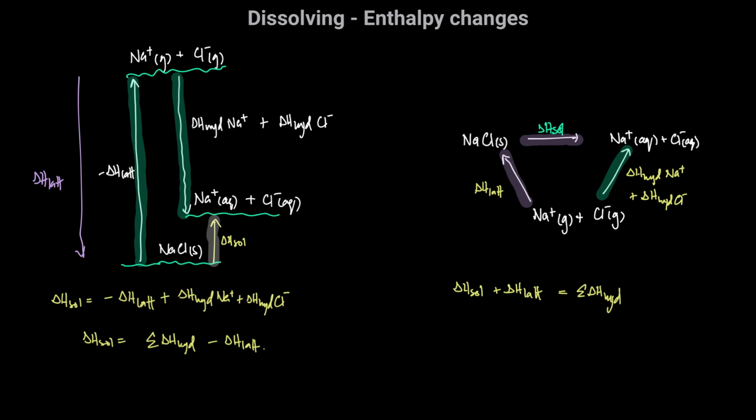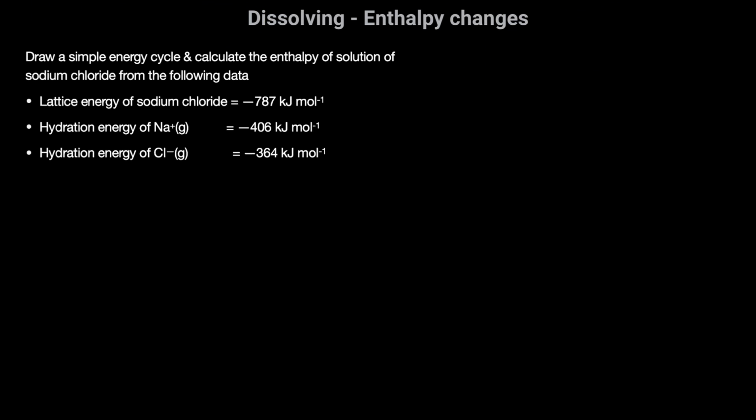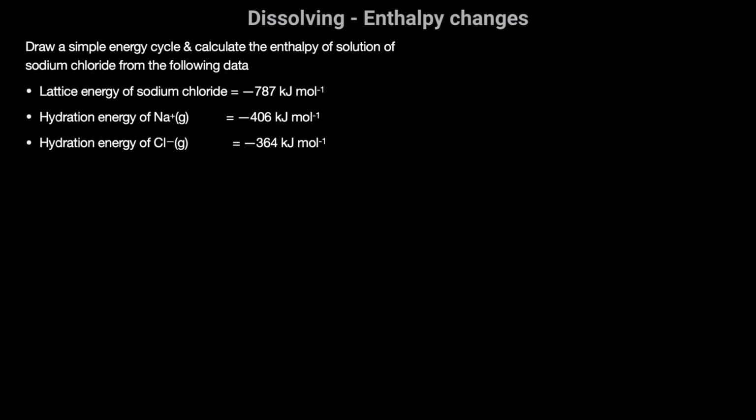So now I solve the following question, which says, draw a simple energy cycle and calculate the enthalpy change of solution of sodium chloride from the following data. They've given us the lattice energy and the hydration energies of the sodium and the chloride ions. So over here we want to figure out the enthalpy of solution of sodium chloride, right? That is the enthalpy change when 1 mole of sodium chloride dissolves in sufficient water to form an infinitely dilute solution.